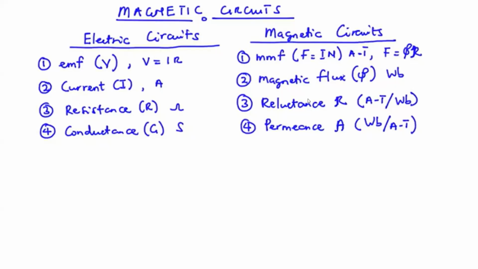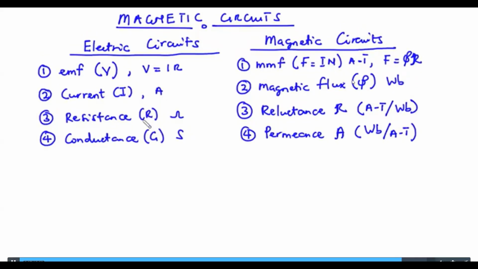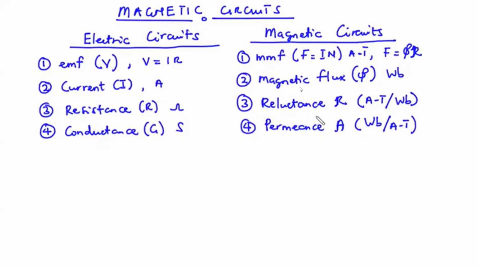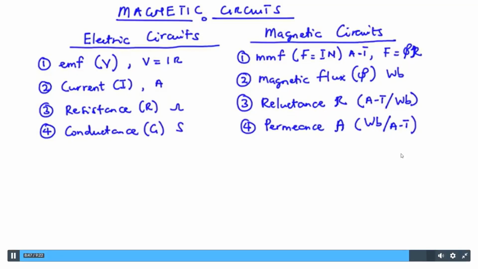Now the current in an electric circuit, represented as I, is measured in amperes, and in a magnetic circuit, we call that the magnetic flux, and that is measured in Webers. Also in an electric circuit, the opposition offered to the flow of current is called the resistance, represented as R and measured in ohms. Inside a magnetic circuit, we call that the reluctance, that is the opposition offered to the flow of magnetic flux, also represented as R and measured in ampere-turns per Weber.